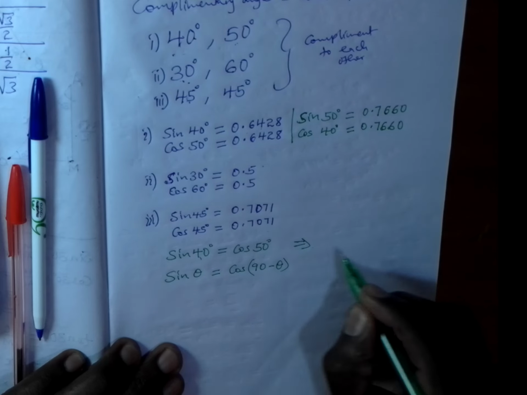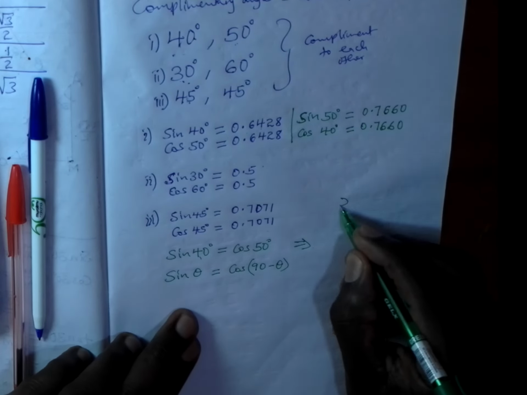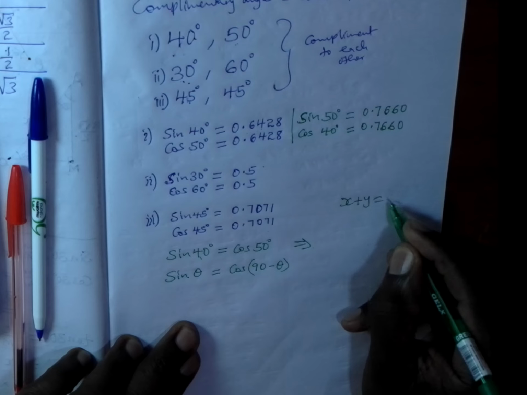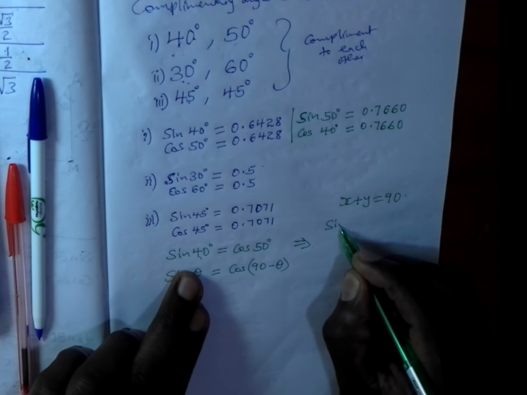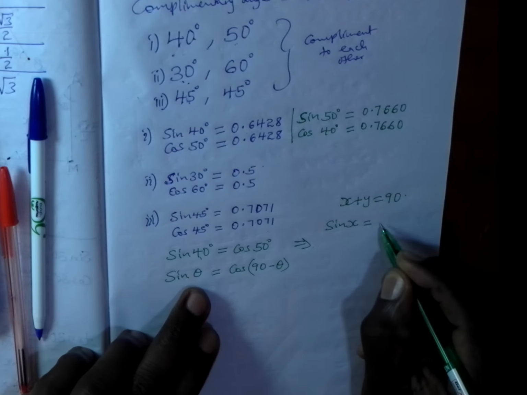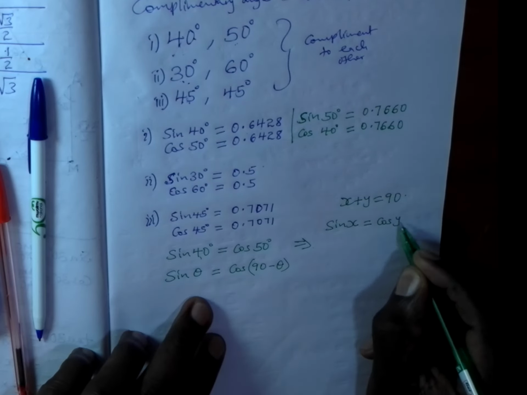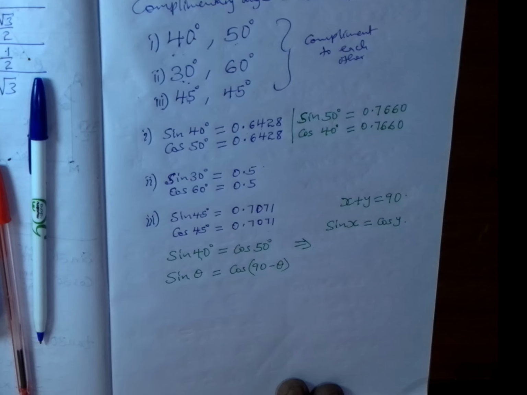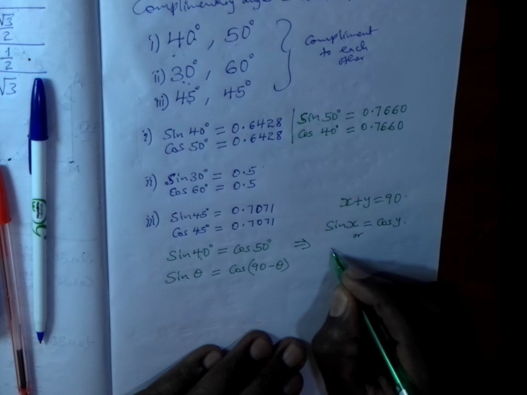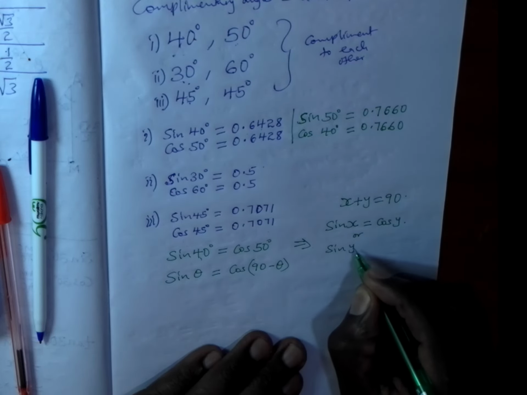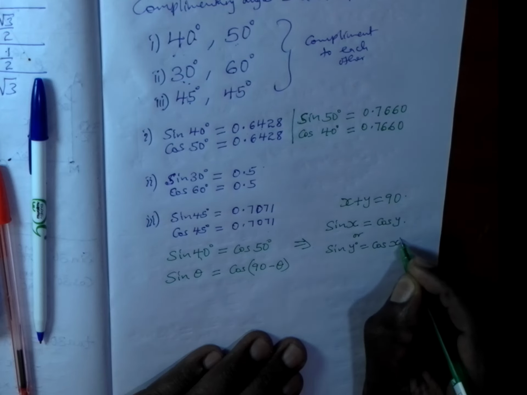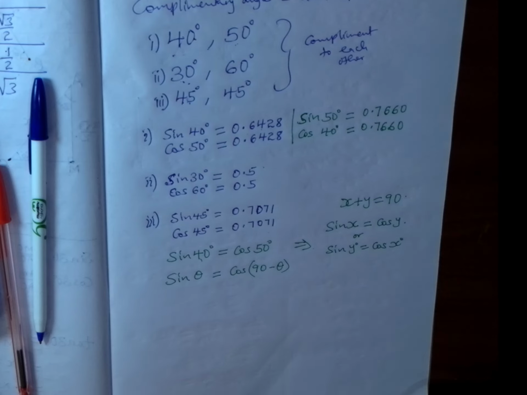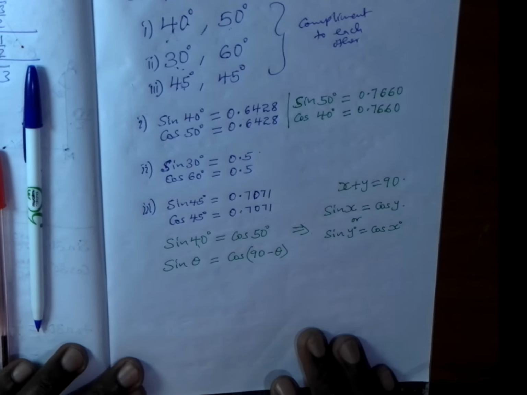So in general, for any two complementary angles, if x plus y equals 90, then it means that sine of x will be equal to cosine of y, or sine of y degrees will be equal to cosine of x degrees. So that is very, very important.